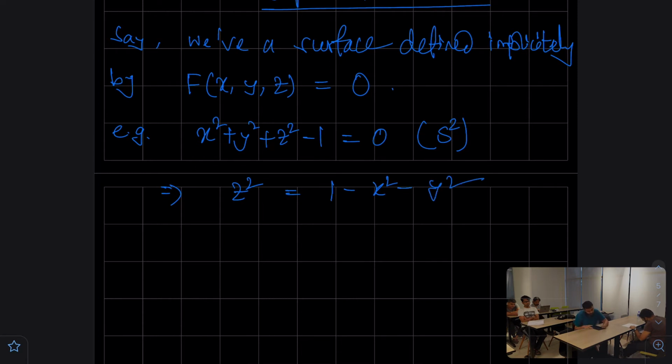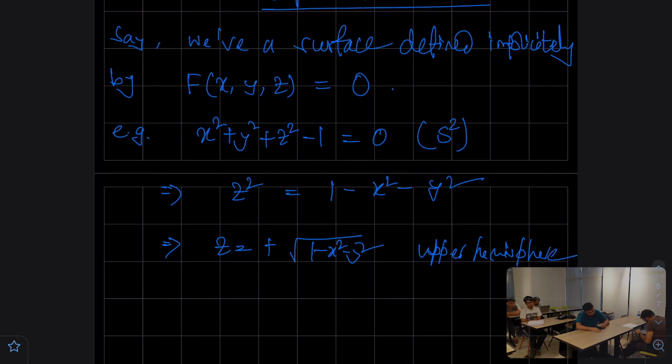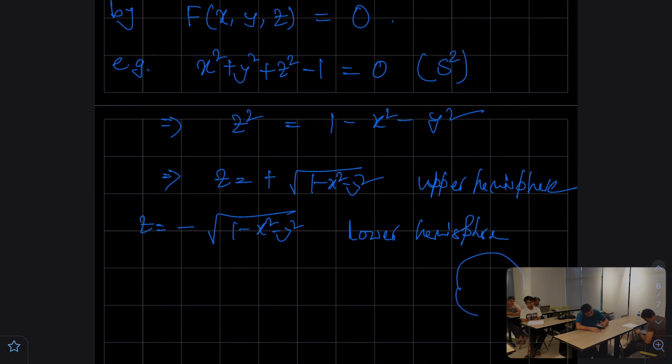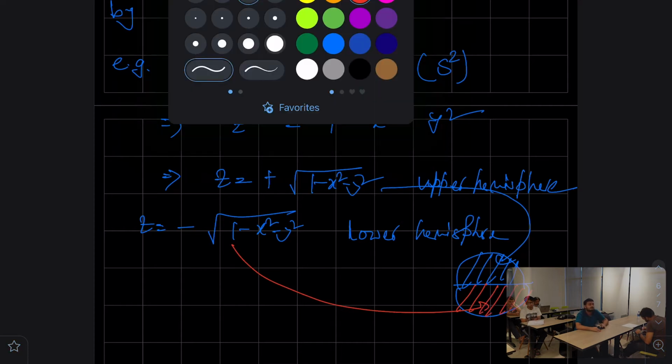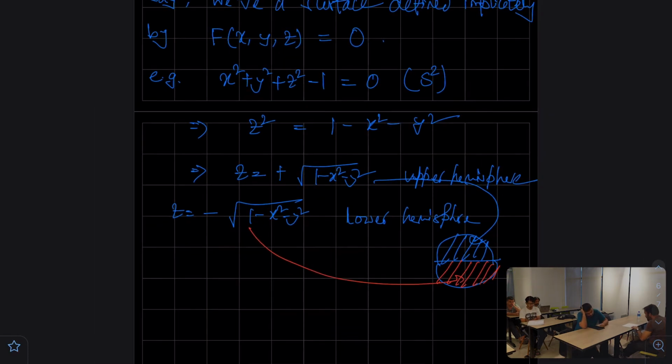It has two solutions. One of them is the upper hemisphere, another is the lower hemisphere. So z equal to plus square root of 1 minus x squared minus y squared is the upper hemisphere. And z is equal to minus square root of 1 minus x squared minus y squared is the lower hemisphere. Okay, so you have this. So the upper hemisphere is described by this, and the lower hemisphere is described by this. Okay. Good.